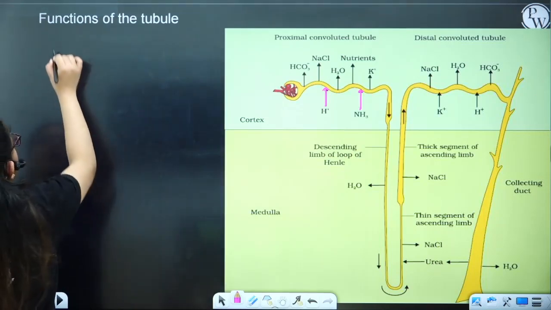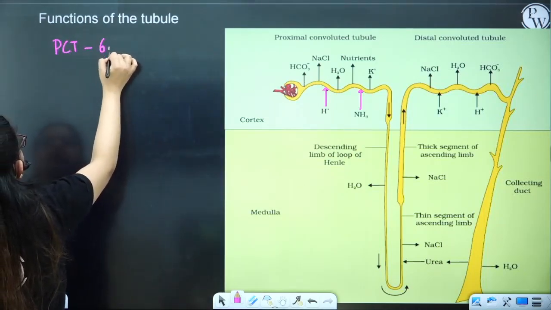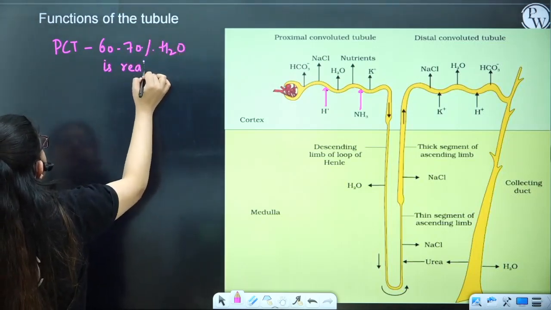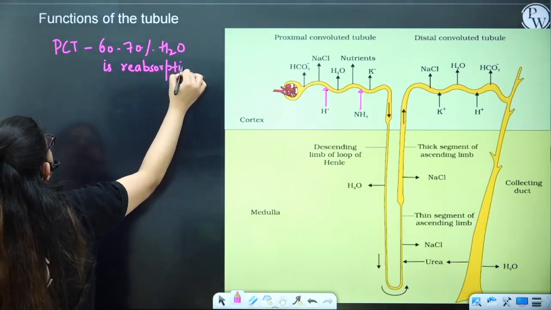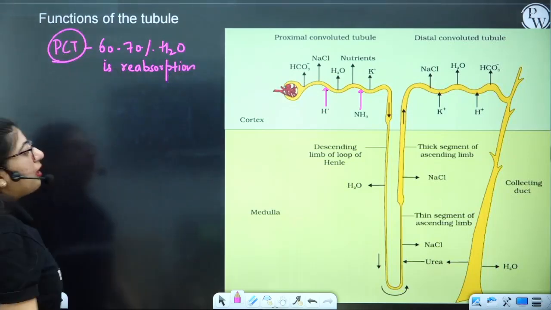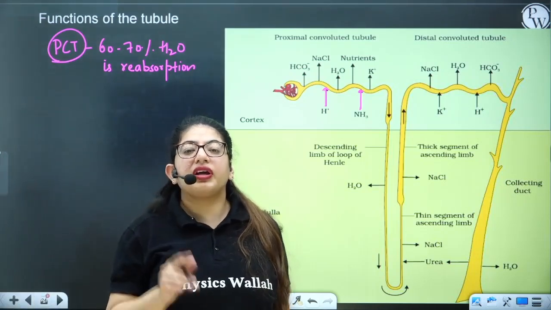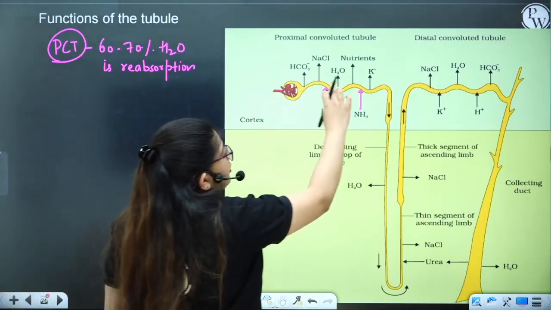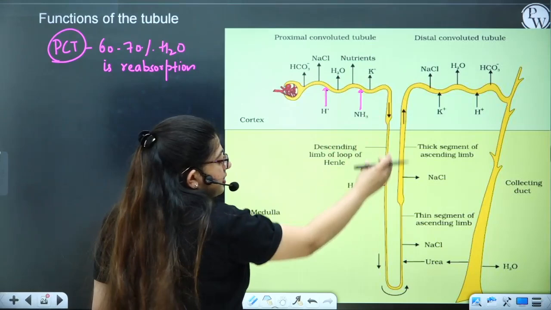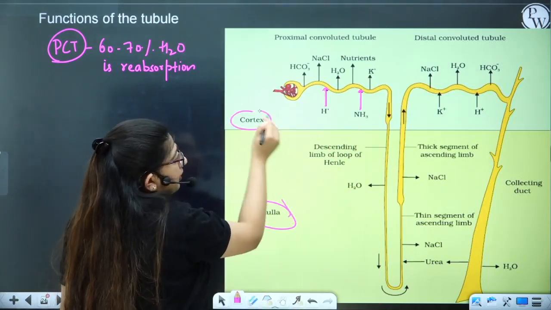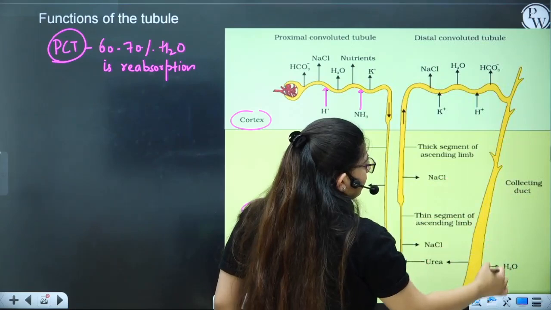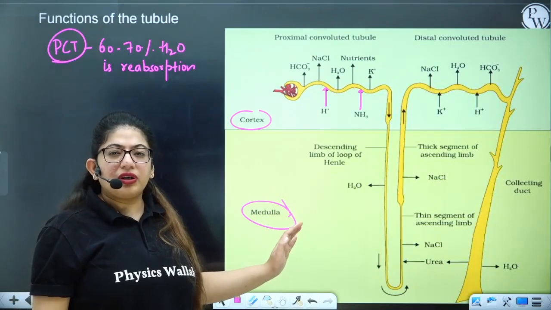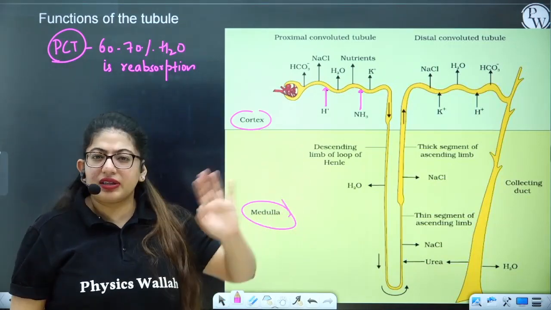It is said that in PCT, 60 to 70% of water is reabsorbed. So maximum reabsorption of water takes place in PCT. Do remember, maximum reabsorption of water, nutrients, and ions takes place in PCT. Then PCT, as you can see, is in the cortex. This is in the medulla. This is medulla. This is cortex. This is again in the cortex. This is in the medulla. So the ionic concentration will be accordingly. I'm not going towards the ionic concentration. First, we'll see what the tubes are doing.